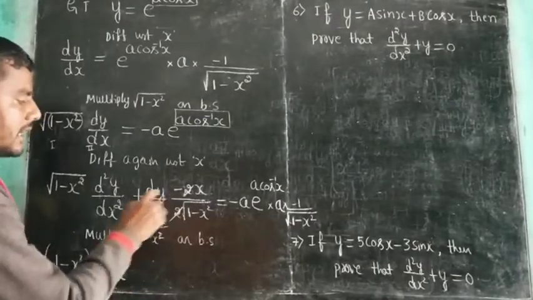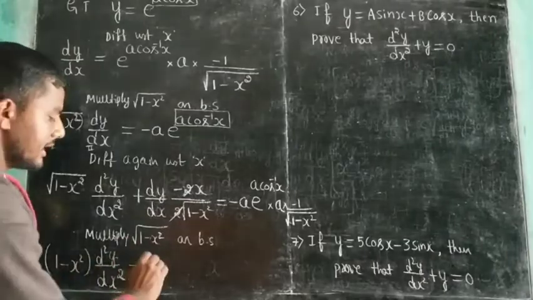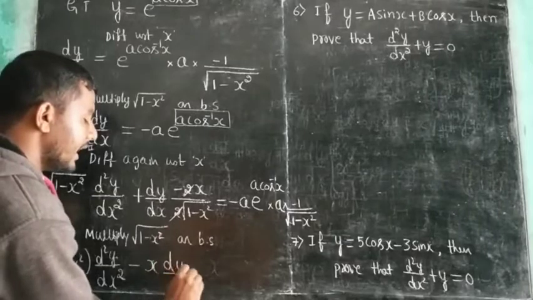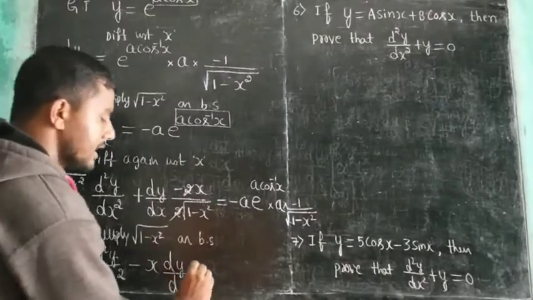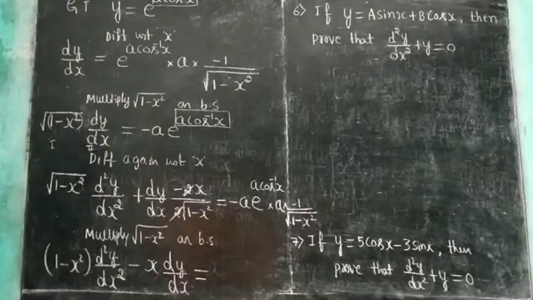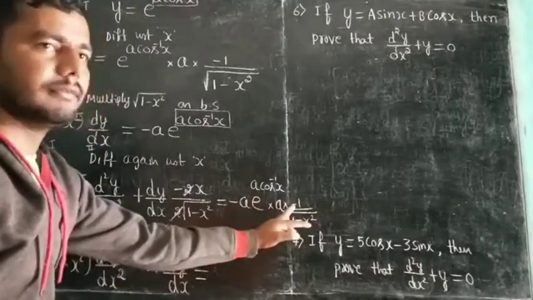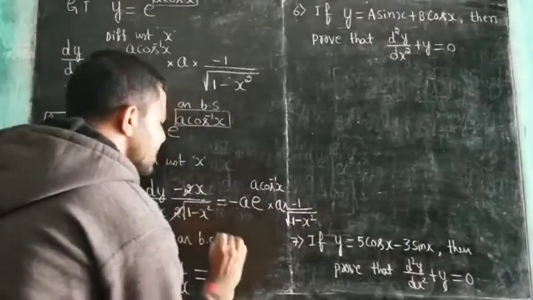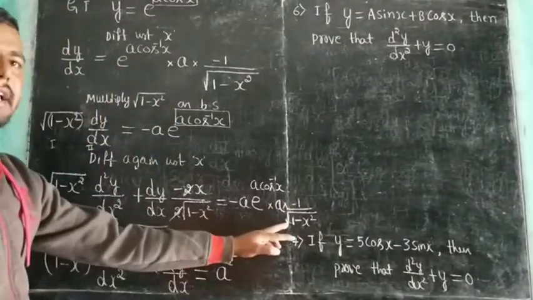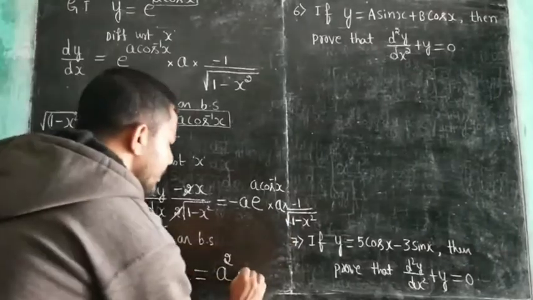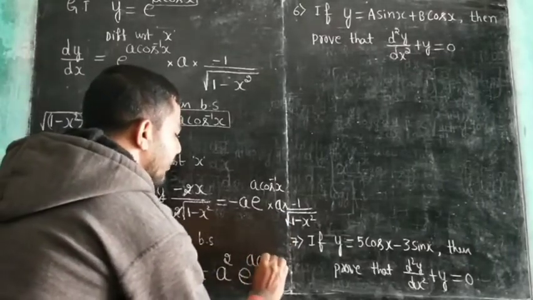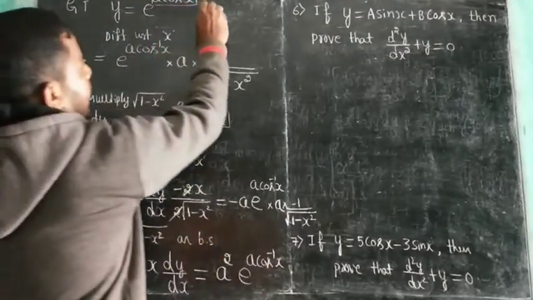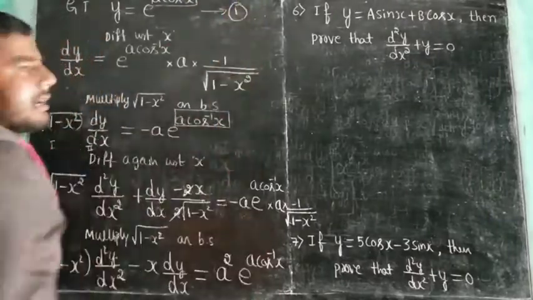Here 2 are cancelled, plus into minus x into, this term is cancelled, x into dy divided by dx is equal to minus into minus plus a into a is nothing but a square. Root of 1 minus x square is cancelled. The remaining value is e to the power of a cos inverse x. So the given equation is called equation number 1.